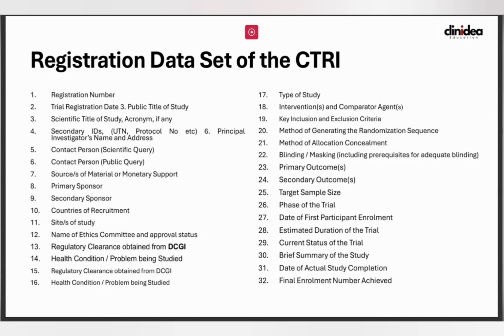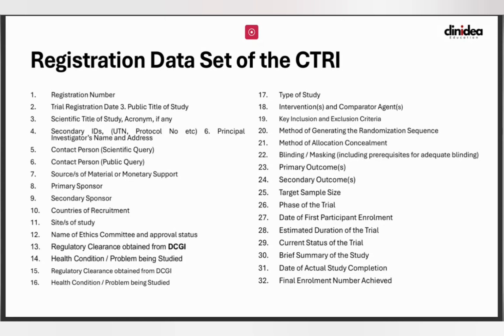Then the 25th point says target sample size. So it shows how many participants the study requires. That also we have to mention, that this study is going to have 200 participants in phase 1, 350 or 500 participants in phase 2, and 1000 participants in phase 3. So like that we have to mention.